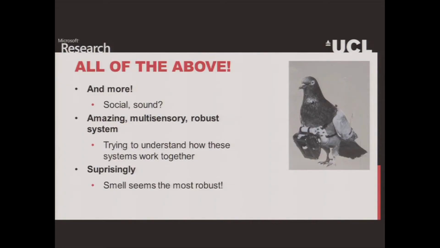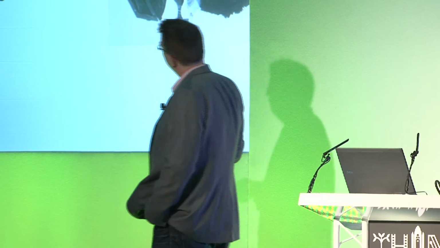But in reality, they use all of these systems. They use a sort of complex collection of magnetism, of sight, of smell to get home. And what we're trying to do is to work out how these things work together. But as I said, it's kind of surprising to us that smell seems to be the most important. You can imagine trying to smell your way home. Unless you had a good sort of kebab shop next to your house, you'd be quite stuck, I think.